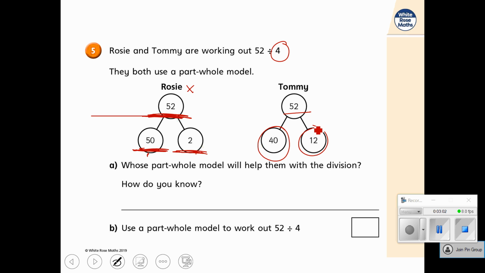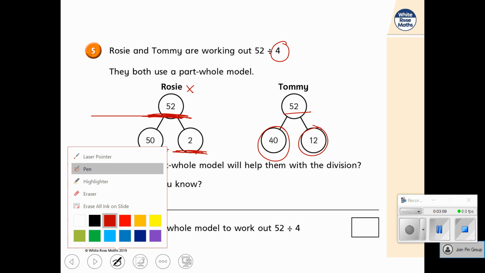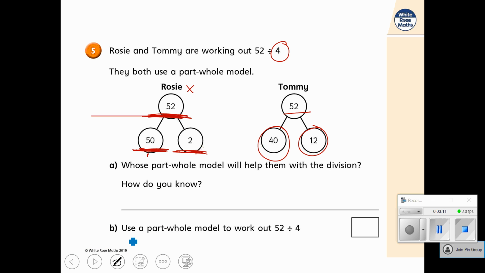And then we're asked to use a part-whole model to work out 52 divided by 4. So let me just change my pen colour, which might help you. If we look at Tommy's, I'm going to look at the 40 first. So 40 divided by 4 is 10. Then I'm going to look at the 12. 12 divided by 4 is 3. So if we put those 2 together, we know that 52 divided by 4 is 13.